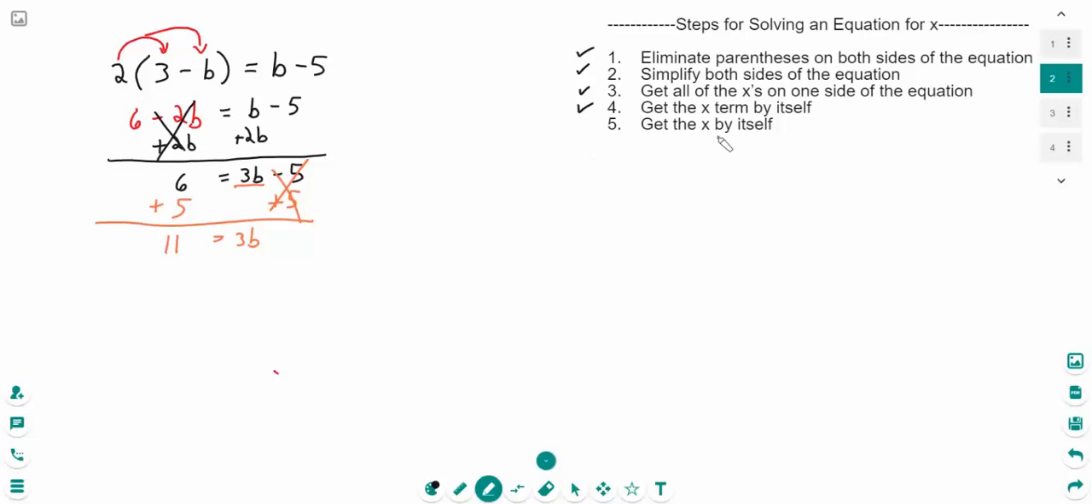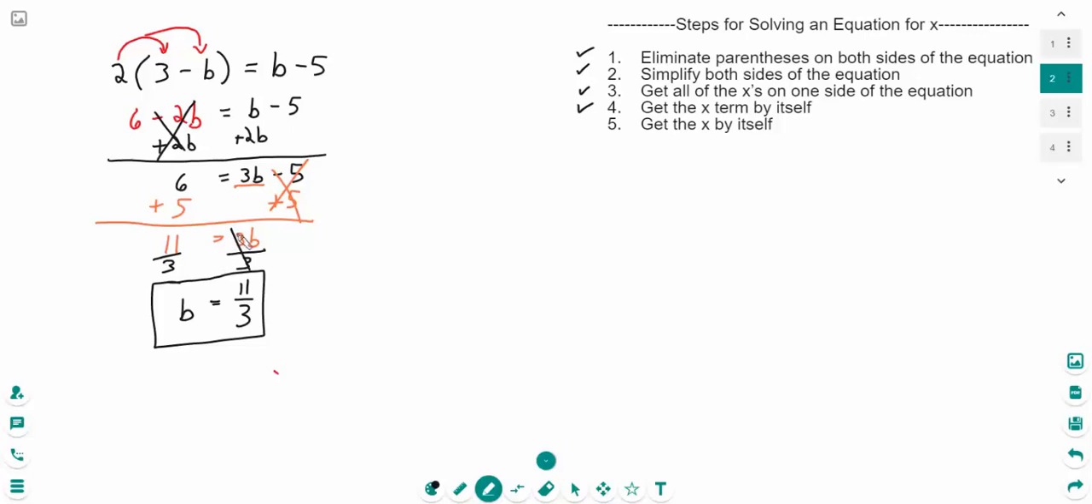Now we have to get the x by itself. So we started by getting the x term, which is the full 3b. Now I just want to get the x all by itself, which in this case is the b. Get the b all by itself. So to do that, we need to get rid of the 3, which means we're going to divide both sides by 3, right? And we end up with these 3's crossing out, and we have a b left over equals 11 thirds. And I just wrote it the opposite way because that way we have the b out in front. So b equals 11 thirds. That would be my solution to this problem.